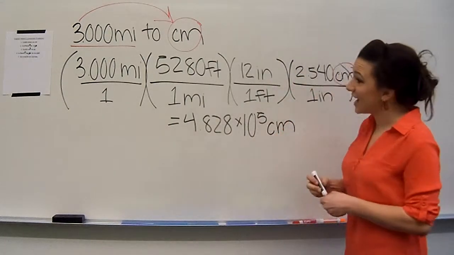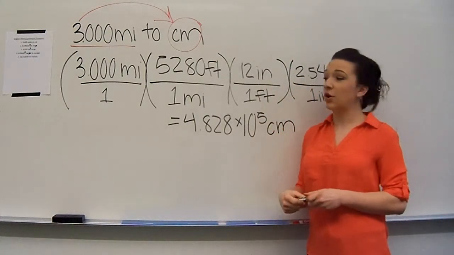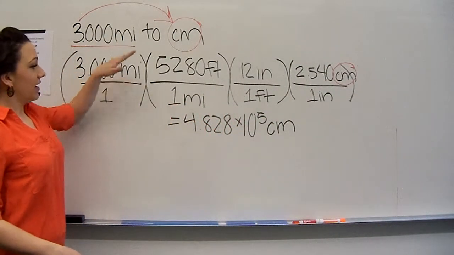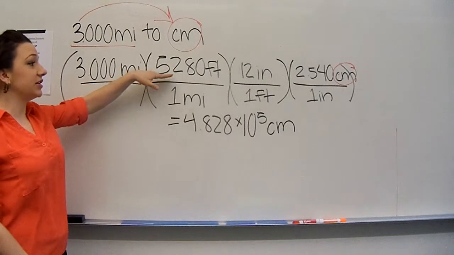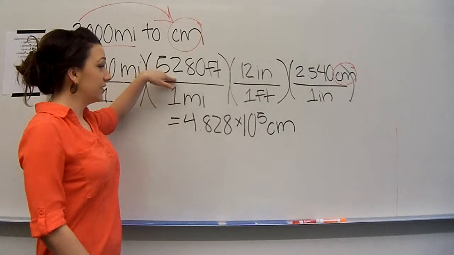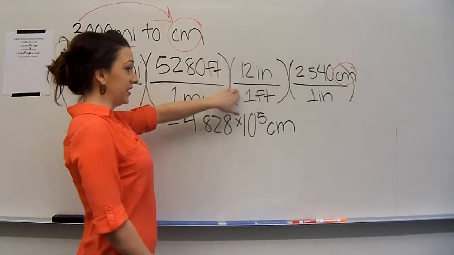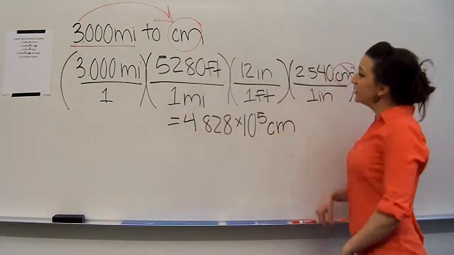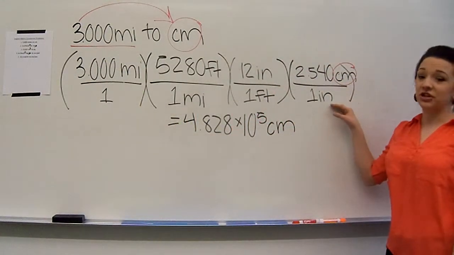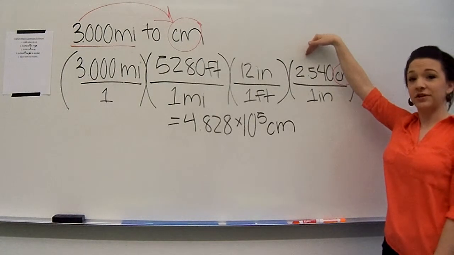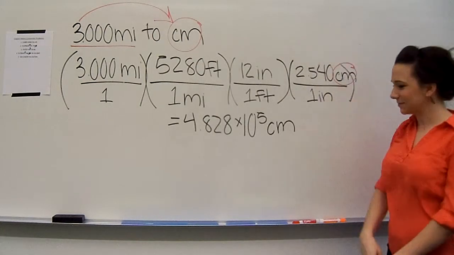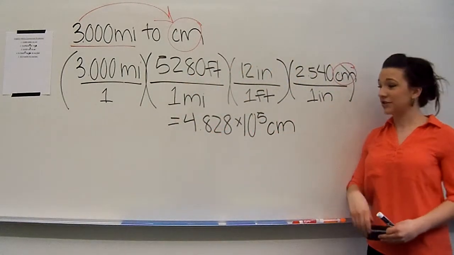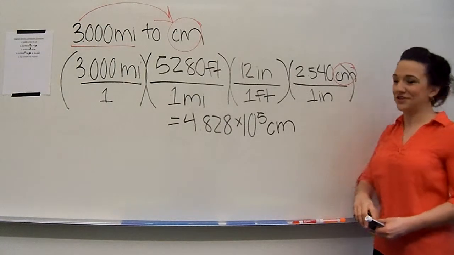My answer is in scientific notation, so now it's important to go back and double check my work. 3 miles, and then 1 mile. 1 mile is equal to 5,280 feet. You match the units, feet to feet. 1 foot is equal to 12 inches. Match the units again. 1 inch is equal to 2.540 centimeters. Once you redo everything and double check your answer, you hopefully come out with the same answer as you did the first time.